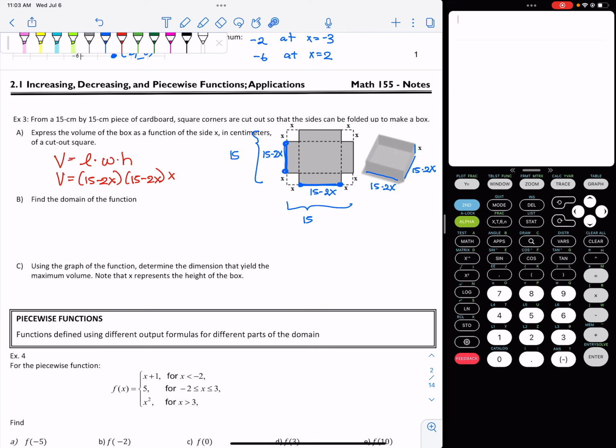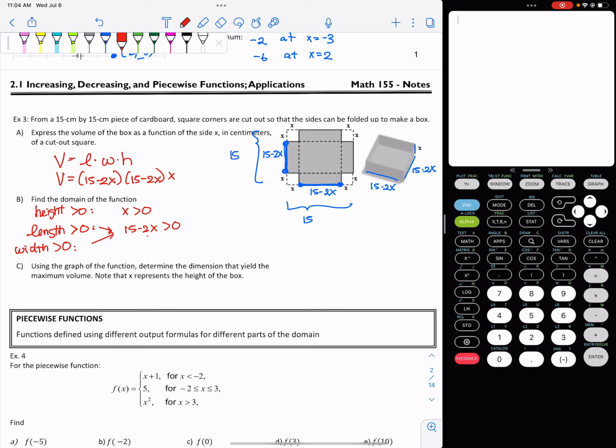Next, we're asked to find the domain of the function. In terms of length, we know that length has to be greater than 0. So the height has to be greater than 0. That means x has to be greater than 0. The length also has to be greater than 0. So the length was 15 minus 2x. It has to be greater than 0. The width is also greater than 0. Now the width is the same thing as the length, so we're just going to write that once.